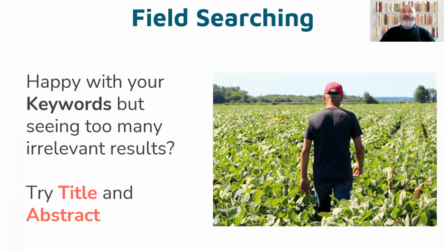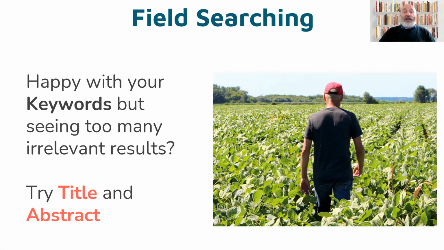One of the most common bits of feedback I have received from people like yourself who are doing reviews is that I'm happy with my keywords. I think I've got that nailed, but I'm still seeing loads of irrelevant articles. And a solution for that could be to limit your search to title and abstract. The reason why you pick title and abstract is that quite often this is like a shop window for the author to attract people in to read the article. So they put their buzzwords and keywords there.